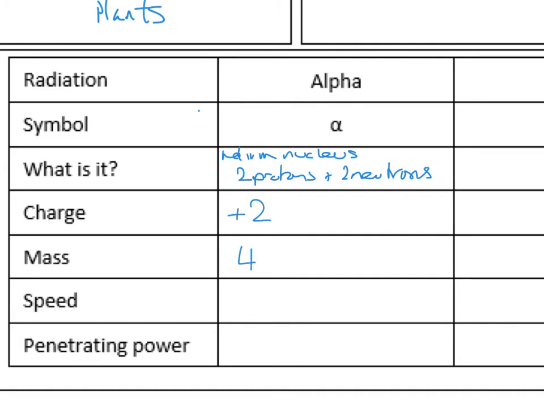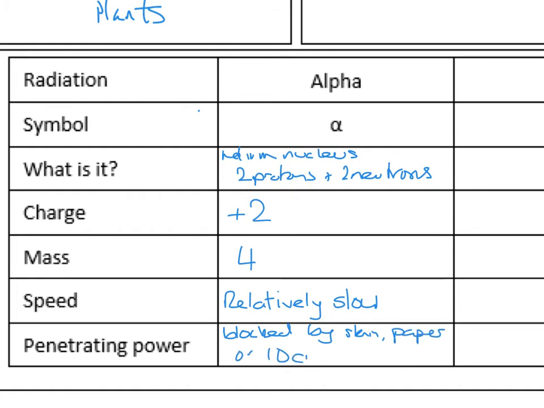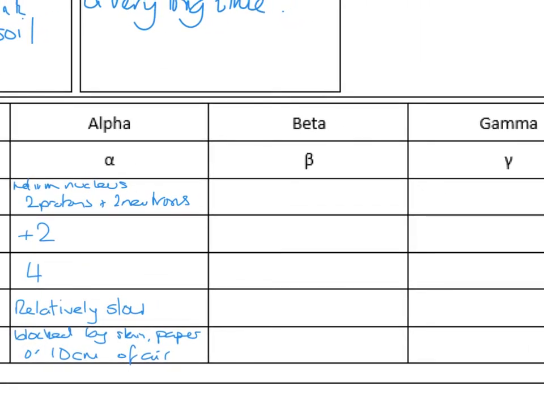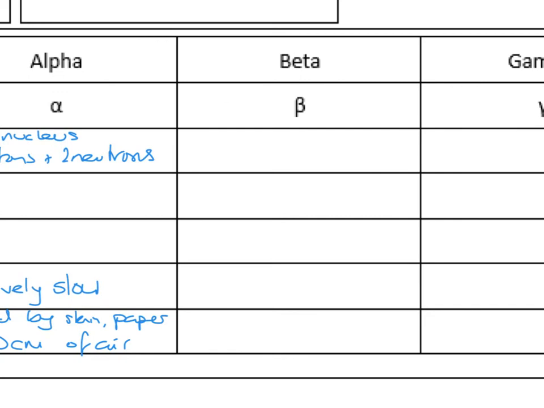Okay, it's very slow, well, relatively slow. Okay, and it's relatively slow compared to gamma rays. Okay, so its penetrating power is blocked by skin, paper, or 10 centimeters of air. Okay, so on to beta. What is beta? Well, it's a fast moving electron.